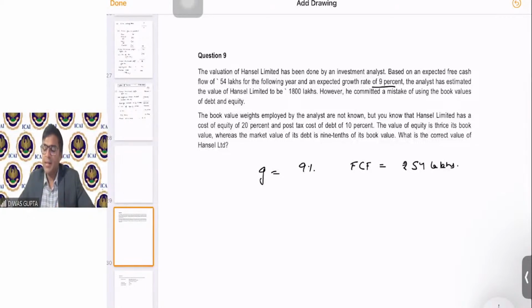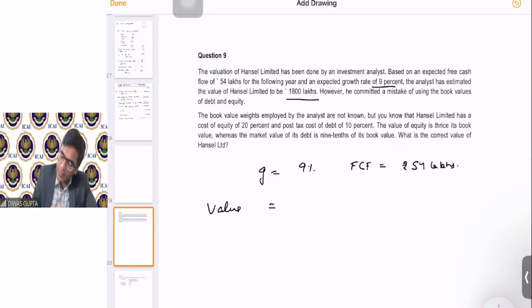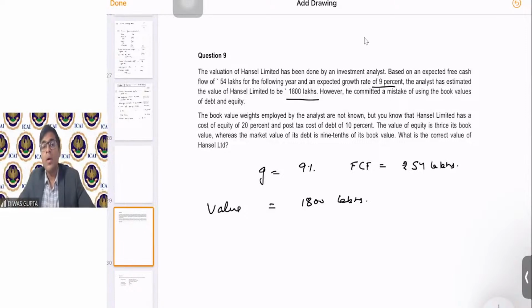The analyst has estimated the value of Hansel Limited to be 1800 lakhs. Okay, so the value is already determined at 1800 lakhs. However, he made a mistake of using the book values of debt and equity. Now, since we're talking about the value from the market perspective, for debt and equity we need to take not the book value, but the market value, right?